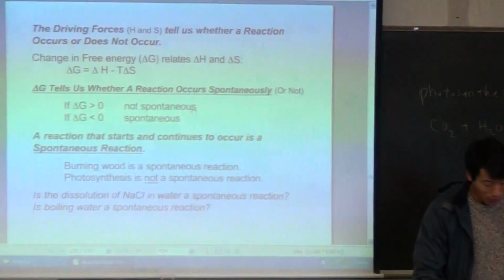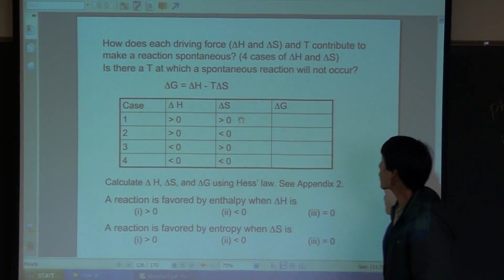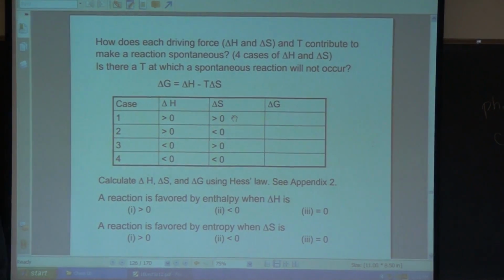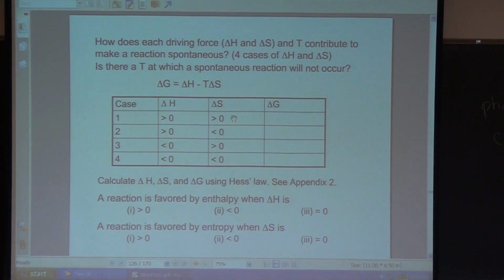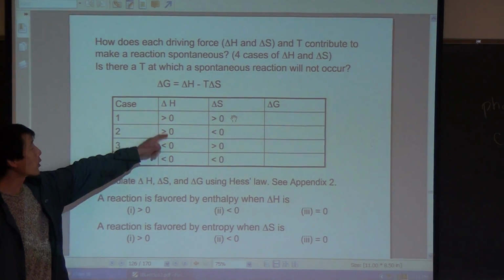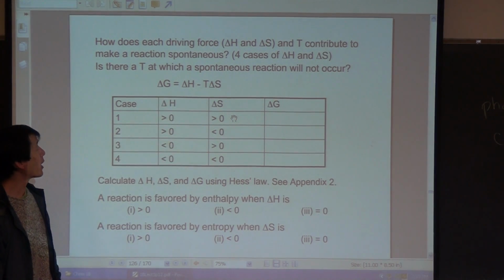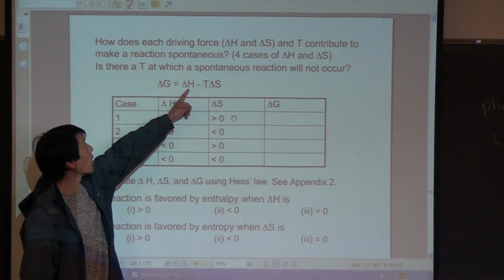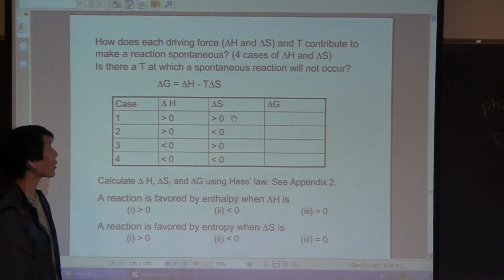Okay, let's continue on. How does each driving force, delta H and delta S, and temperature contribute to make a reaction spontaneous? There are four cases. In case 1, if delta H is greater than 0 and delta S is greater than 0, is delta G going to be greater than 0 or less than 0? Let's look at this formula: delta G equals delta H minus T delta S. So if delta H is greater than 0 and delta S is greater than 0, will that make delta G greater than 0 or less than 0?